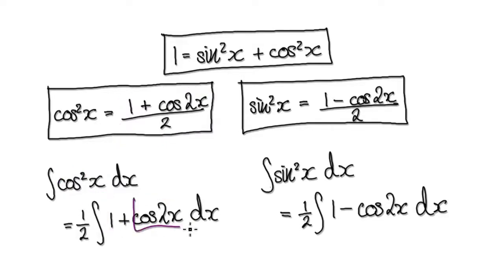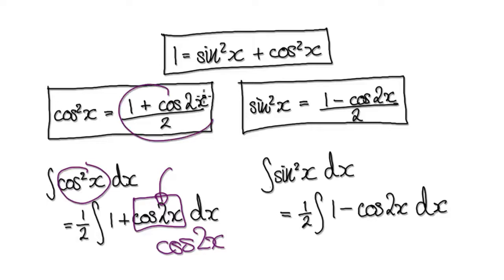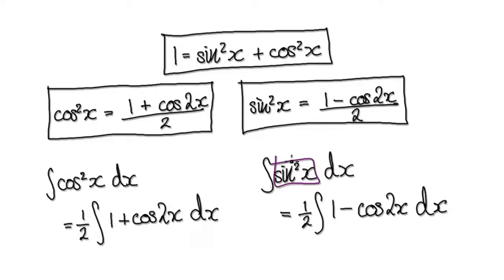Now, cos 2x is really easy to integrate. So you can always easily integrate cos 2x. So when it comes to this, replace it with this. Then this thing here is really easy to integrate, and the same goes with sine squared. Put this into here, and then cos 2x is always easy to integrate. So remember, you can always easily integrate cos squared and sine squared.